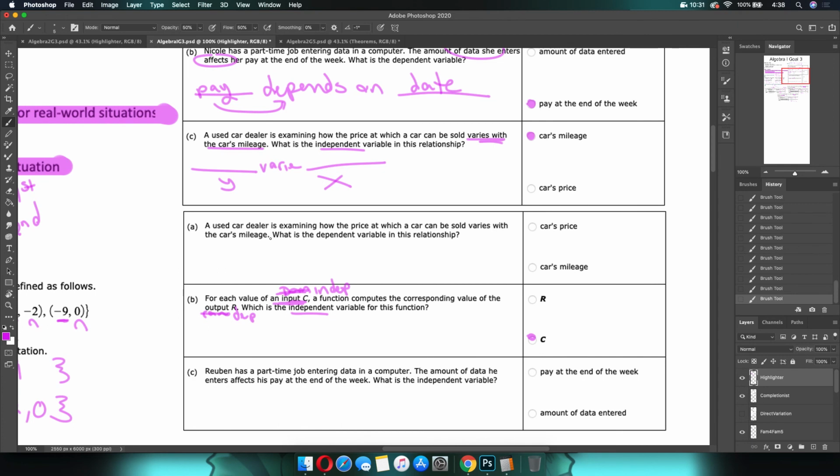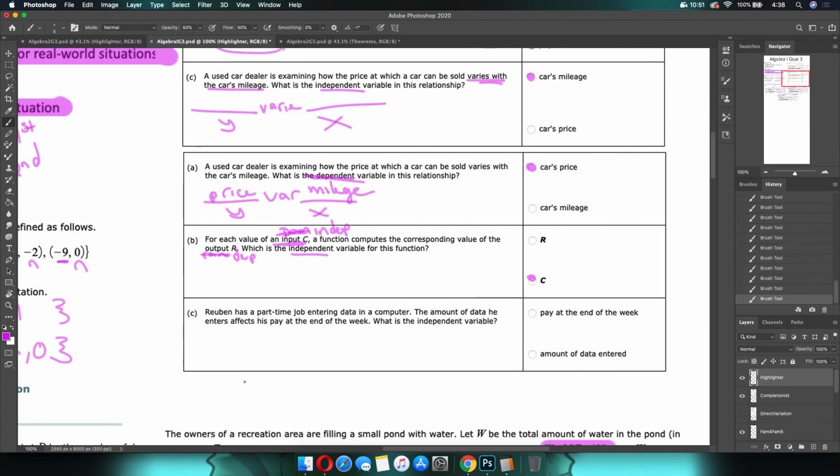Let's see here, mileage depending. Oh, this is the same thing. So what is it? This is price, which is our y, because it varies with our x, which is our mileage. Okay. And so what is the dependent? Dependent is our y, which is the car's price.